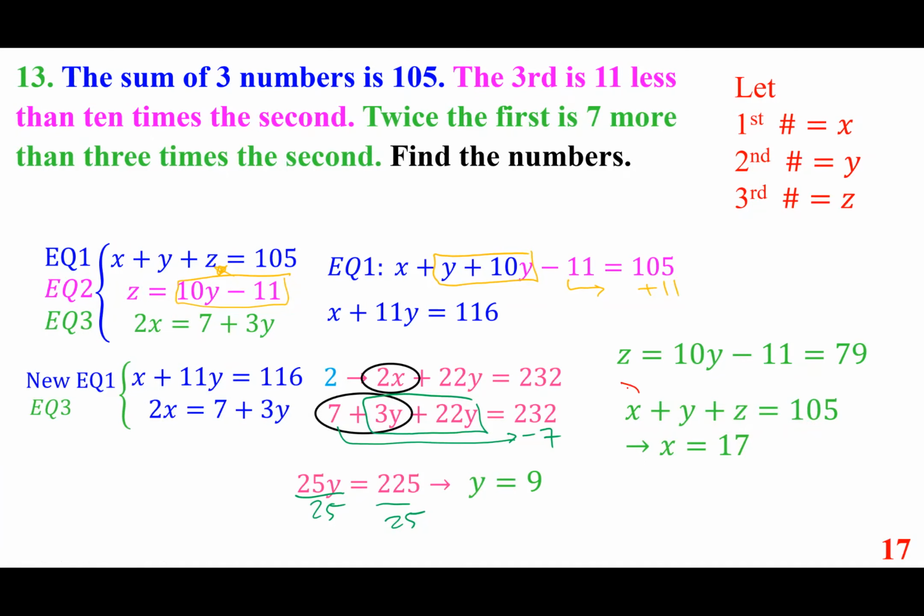So x plus 9 plus 79 is 105, resulting in x being 17. So the first number is 17, the second one is 9, the last one is 79. I would try it one more time by checking it to be on the safe side, because it doesn't take long, class.